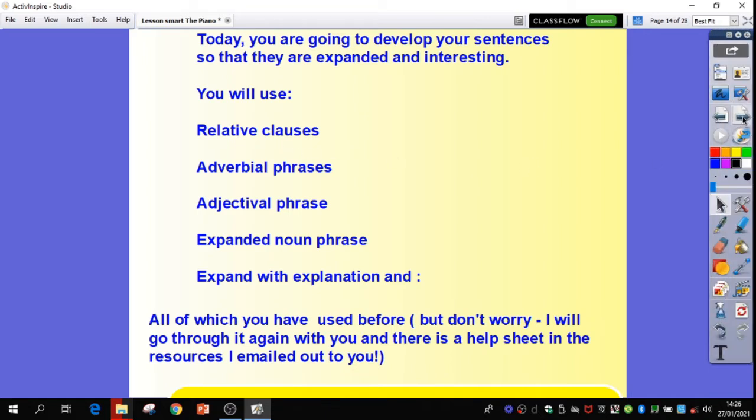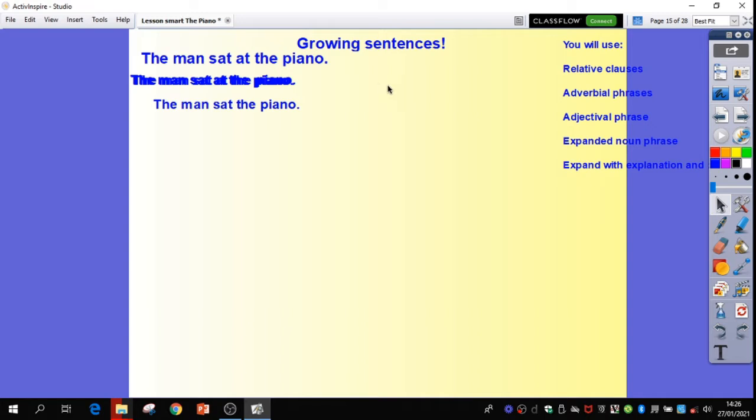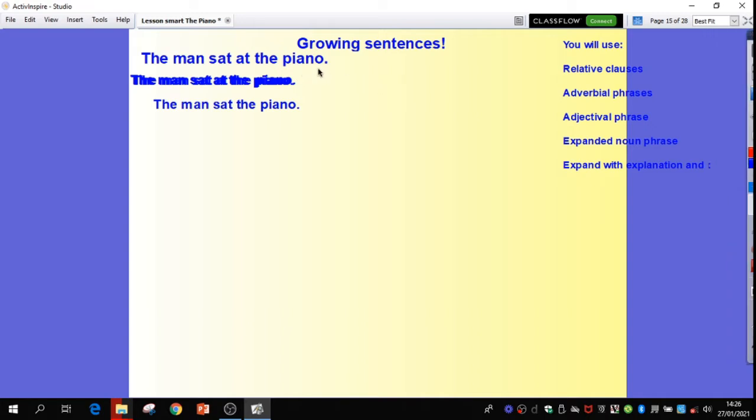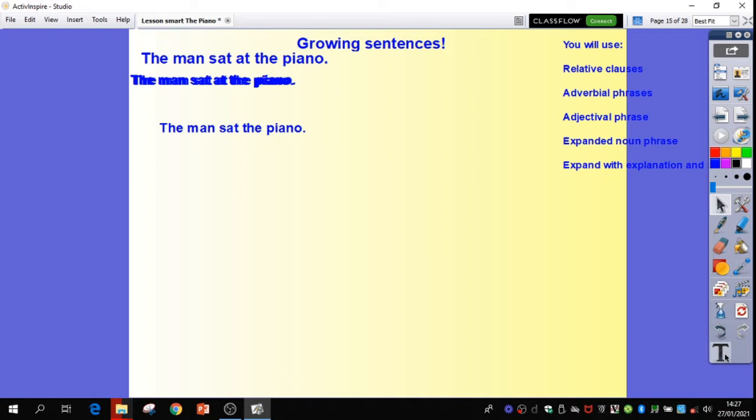So let's have a look at what we're going to do today. We are going to grow our sentences. Now I have got a simple sentence. It's a main clause. We have our subject, our verb and our object. The subject and the object are nouns and sat is the verb. So here I'm going to take my sentence and I'm going to pull it down and I'm going to expand, and the first thing I'm going to do is use a relative clause.